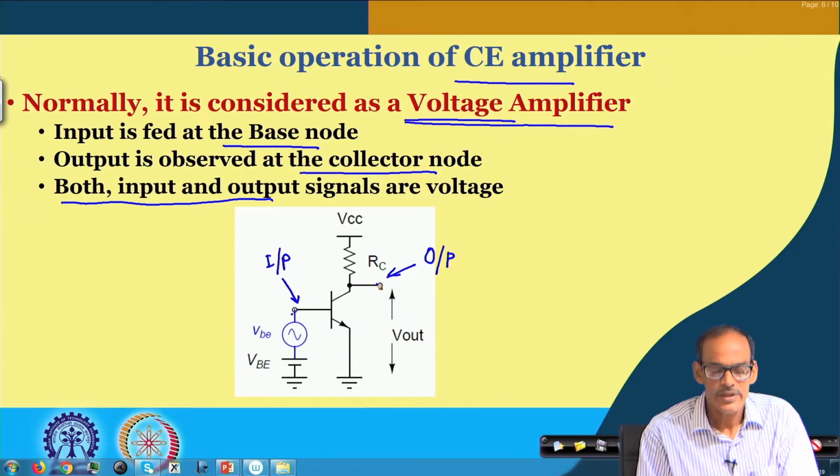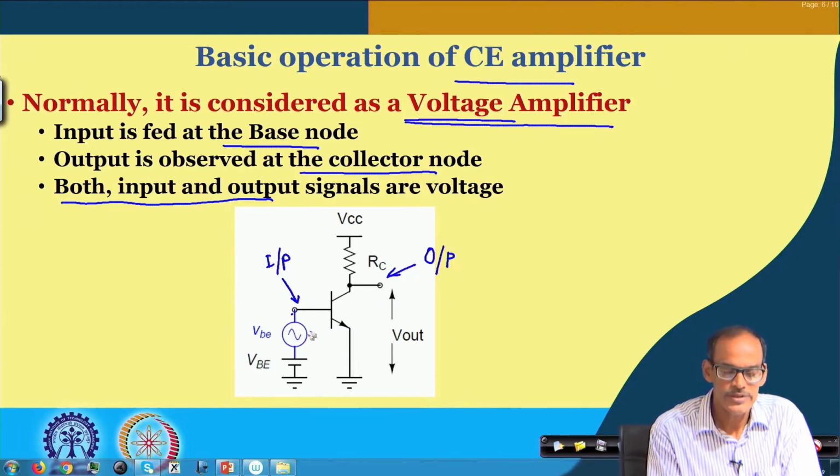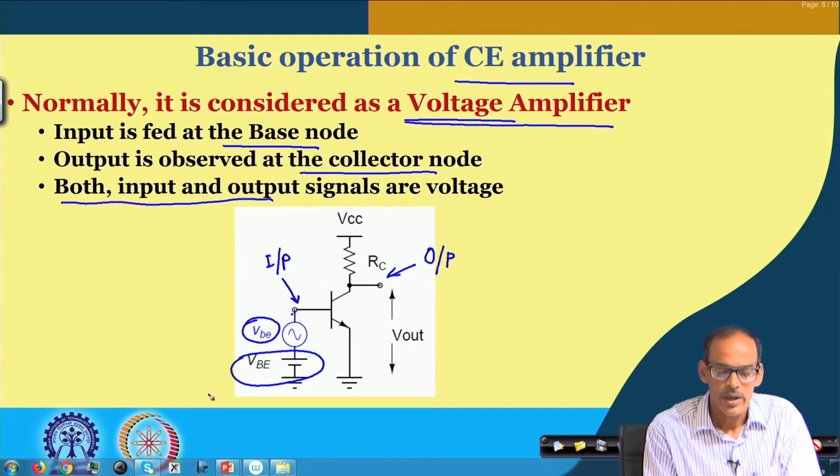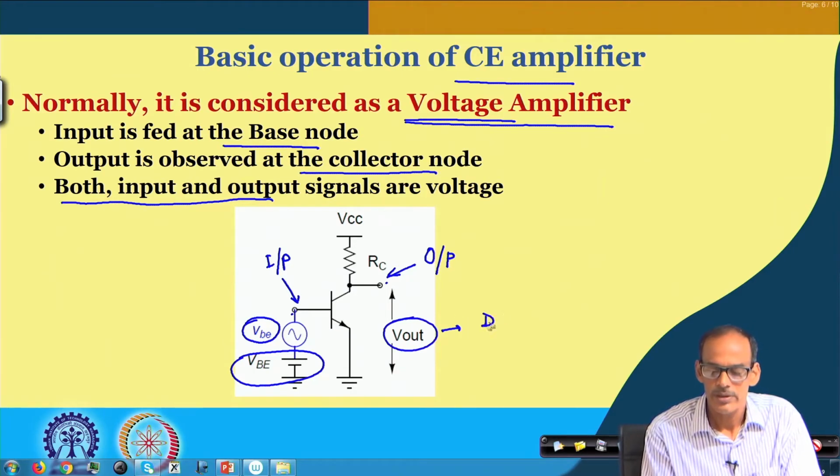Now, let us see how we proceed. At the input, you can see that while you are feeding the signal, it is also accompanied by a DC voltage. And while you are observing the output, the output may have a DC part as well as an AC part.